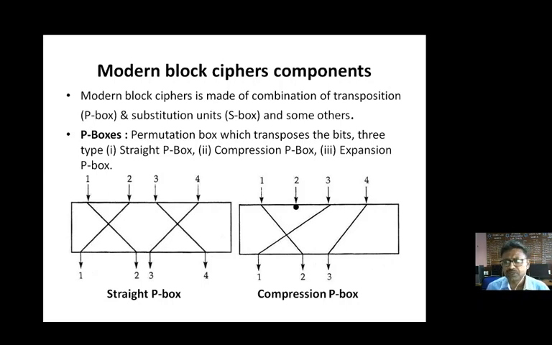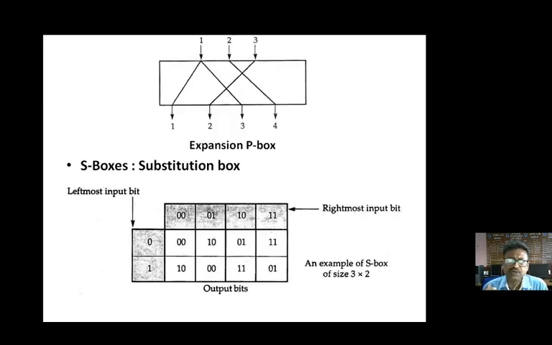The same thing lies with the expansion P box, that in the expansion P box we have 3 inputs and 4 outputs, and with the help of 4 outputs it is not able to get the 3 inputs. So this is about the P box.